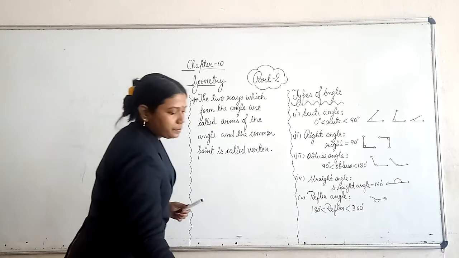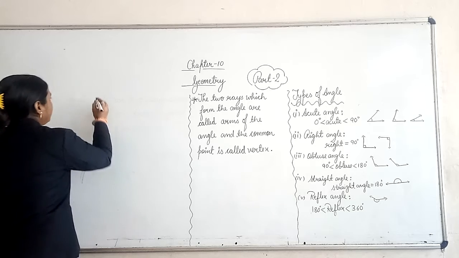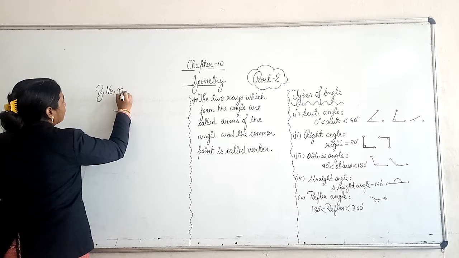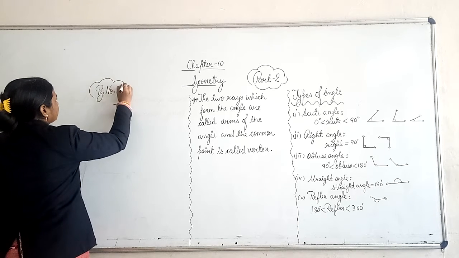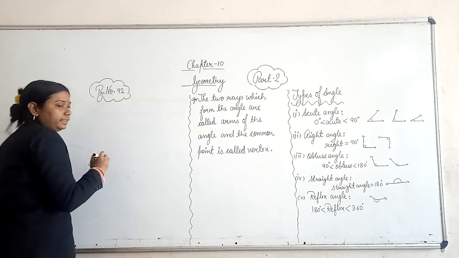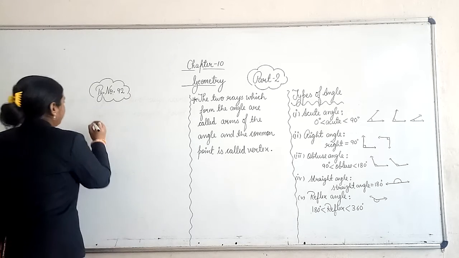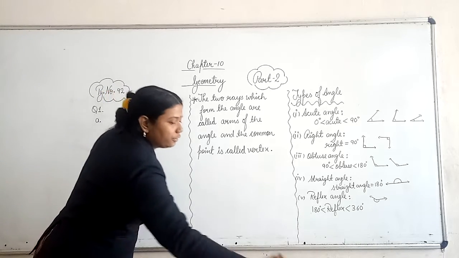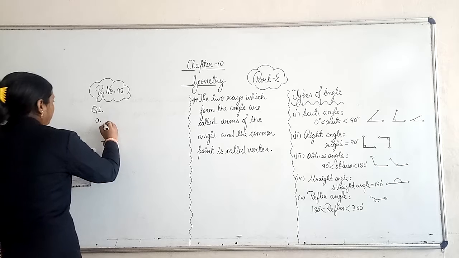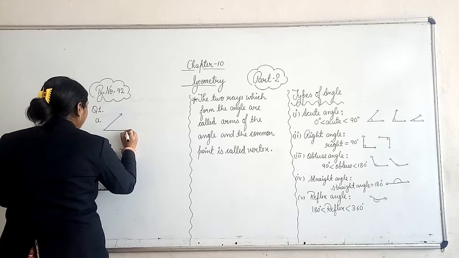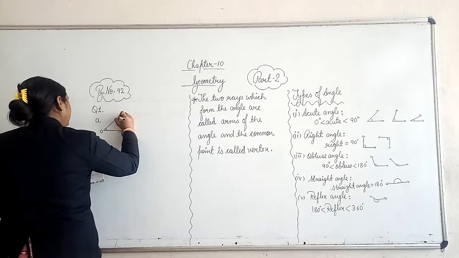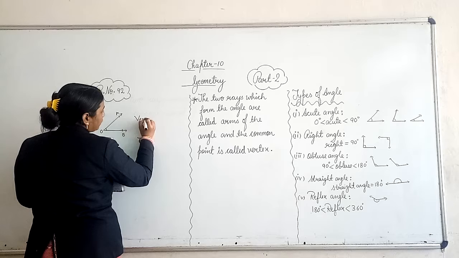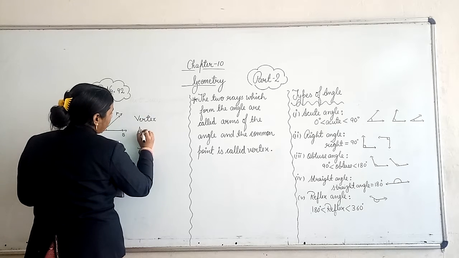Here this is page number 92 of your maths book. And this is firstly question number 1. Let us discuss question number 1. Here it is A part. Okay, and the figure which is given is like this. Here it is O, here it is A and B. We have to write the vertex and arms of the angle.